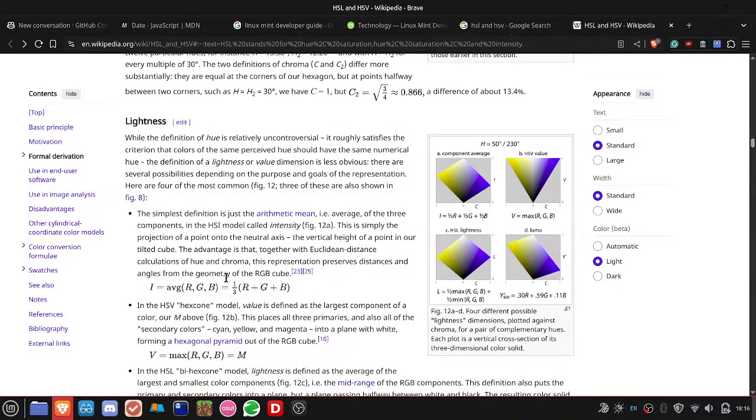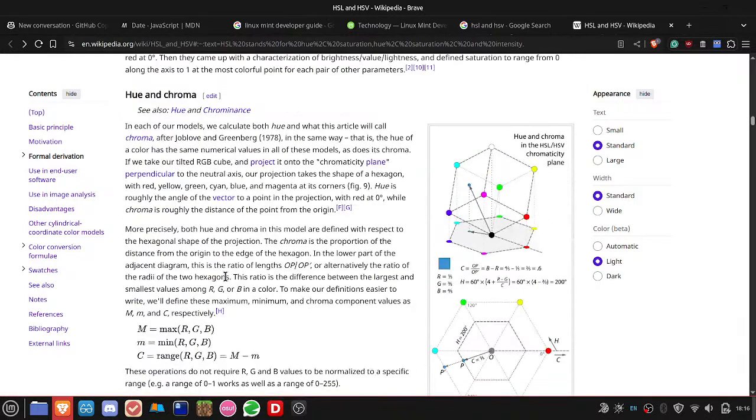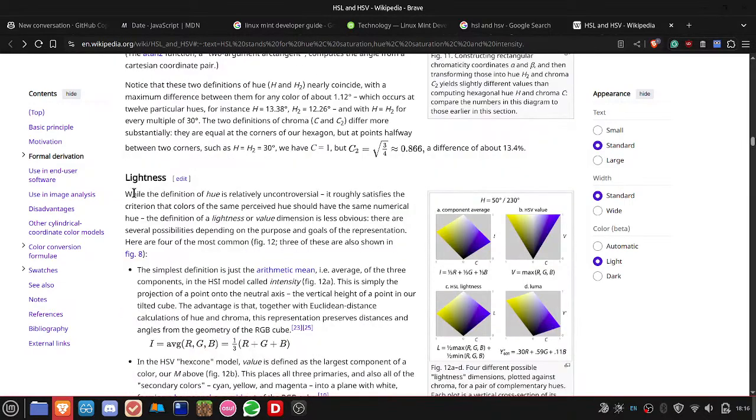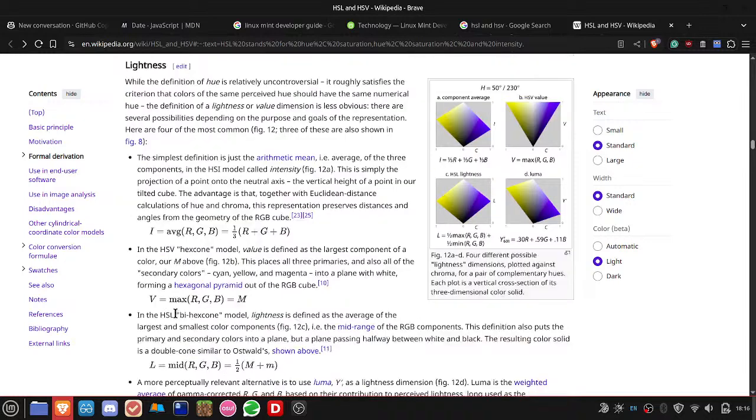This was one of the weirdest things I have ever seen. Hue and chroma. I don't know much about hue and chroma, but okay. Lightness. The simplest definition is to take the arithmetic mean. That can be done. What value does is take the maximum of the R, G, and B. Like, what is the maximum in here, at any point of time?